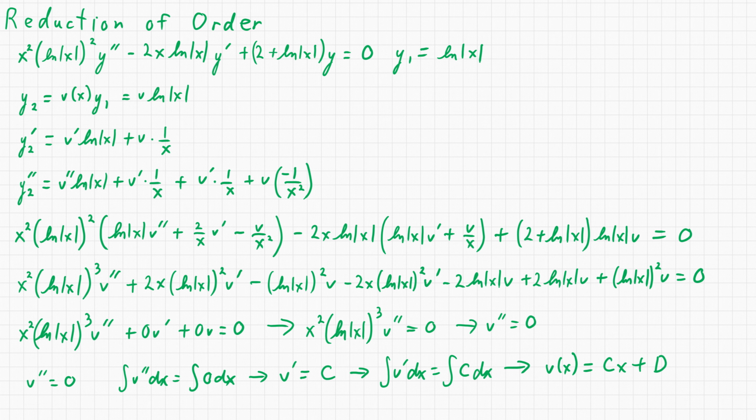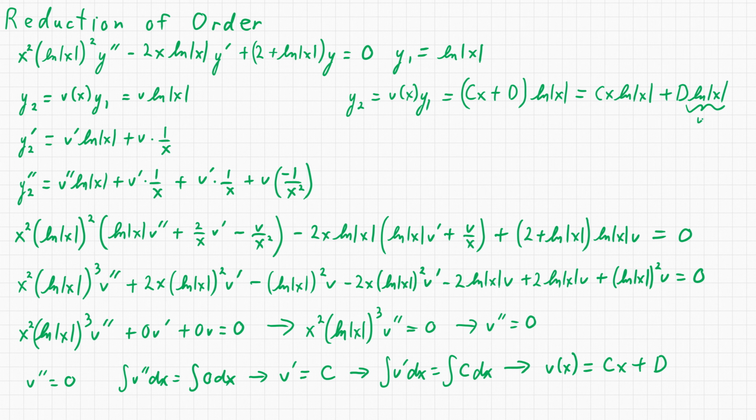So we originally had y2 equal to v of x times y1. In our case, if we blindly plug it in, it's some constant times x plus some other constant, all times natural log absolute value of x. But again, if we multiply that out, we end up with c x natural log absolute value of x plus d natural log absolute value of x. This thing right here is already y1. And we don't care a lot about constants.